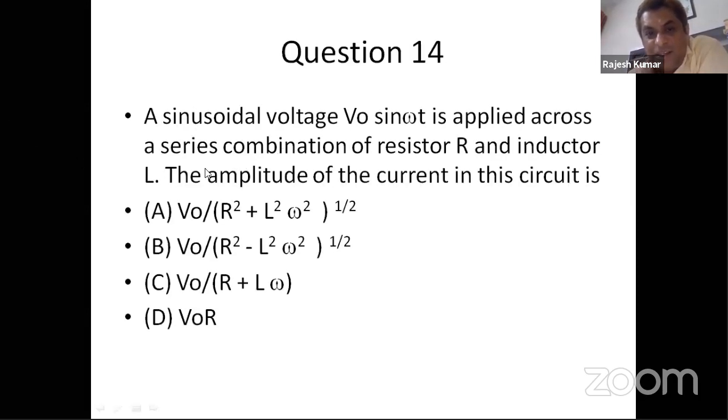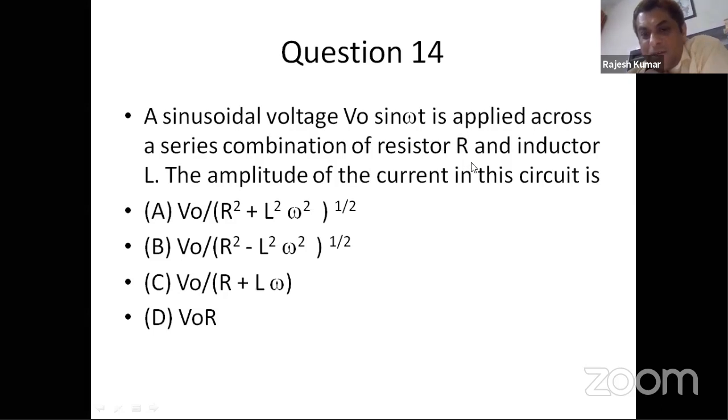And you can see this, we have in your 10 plus 2, you have done a chapter on AC circuits, AC theory. That is where you had inductor, capacitor and resistor, and you applied some input voltage to that. So this is based on that. It says that a sinusoidal voltage V naught sine omega t is applied across a series combination of a resistor and an inductor. I will show you a diagram. The amplitude of the current in the circuit is given by, so we have to find out the amplitude of the current in the circuit.